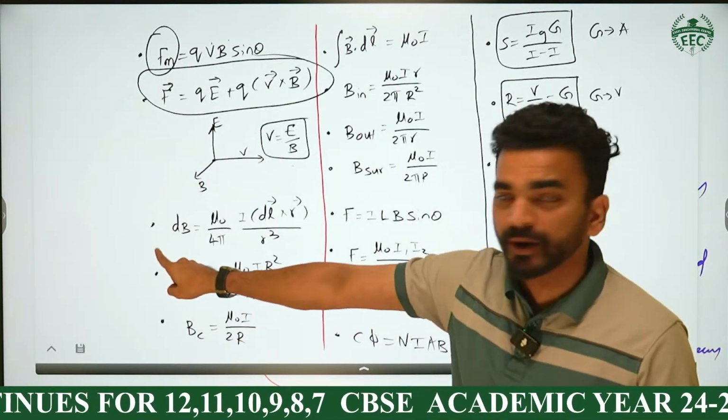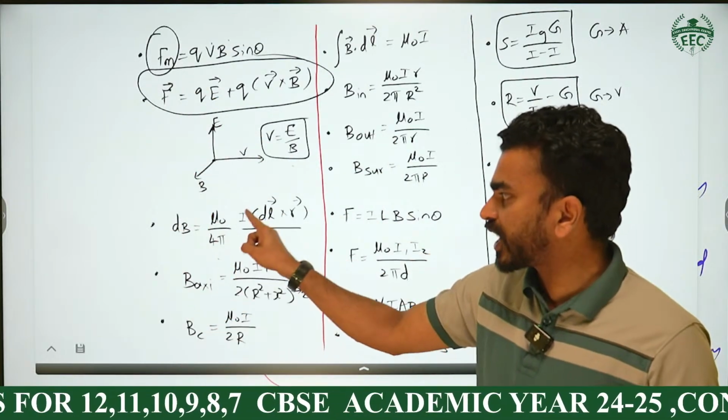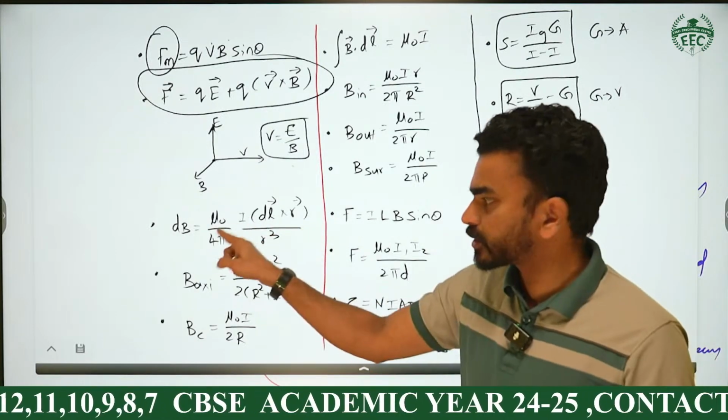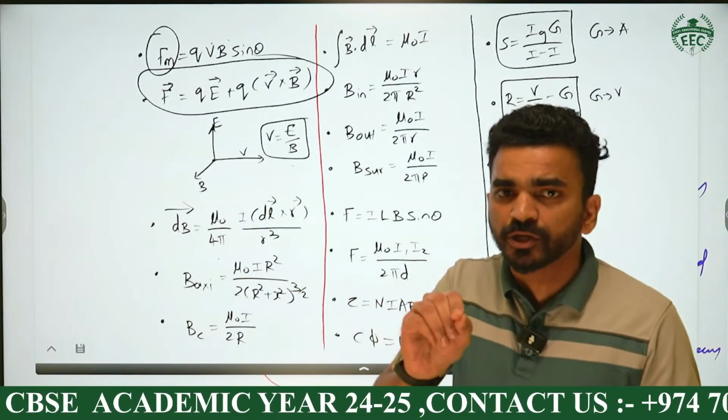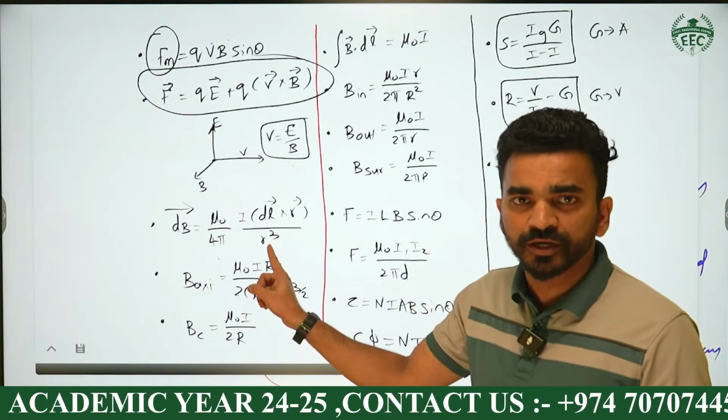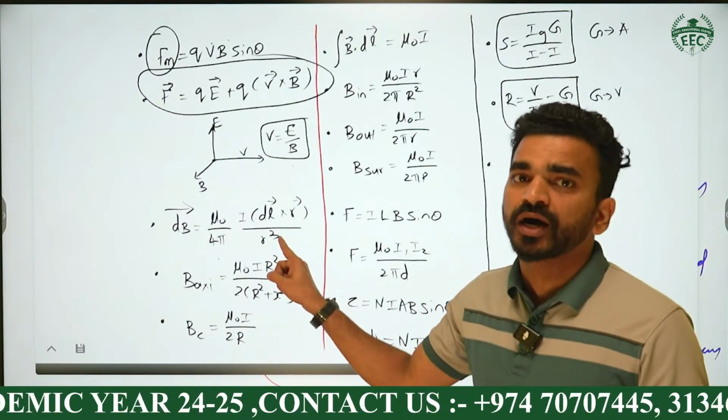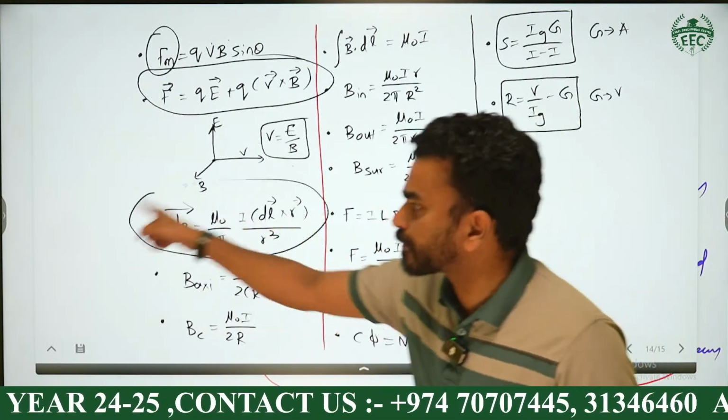Then the Biot-Savart's law, mu 0 by 4 pi I into dl cross R by R cube. This is the vector form of Biot-Savart's law. In Biot-Savart's law you learned R square only in the denominator, but when you write the vector form, there will be R cube. This is an MCQ expectable point also.